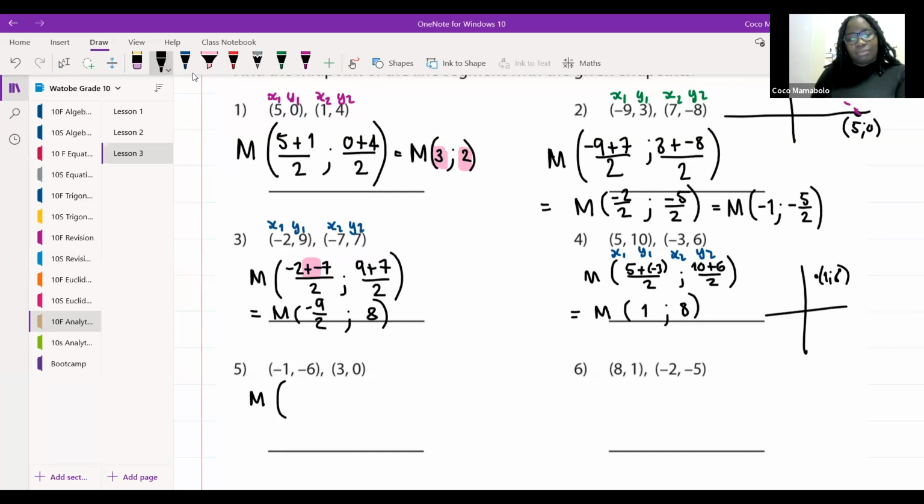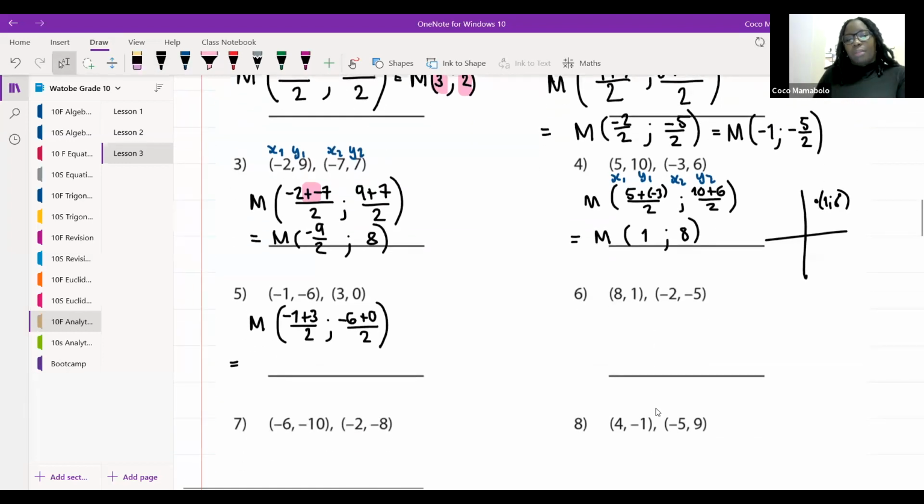We'll first say -1 plus 3, comma -6, comma 0. We can just say plus 0. Remember, we're adding, divided by 2. Oh, yes, plus 0, divided by 2. Good. And then close brackets. Tell me, then M will equal? It will be 1. Good.